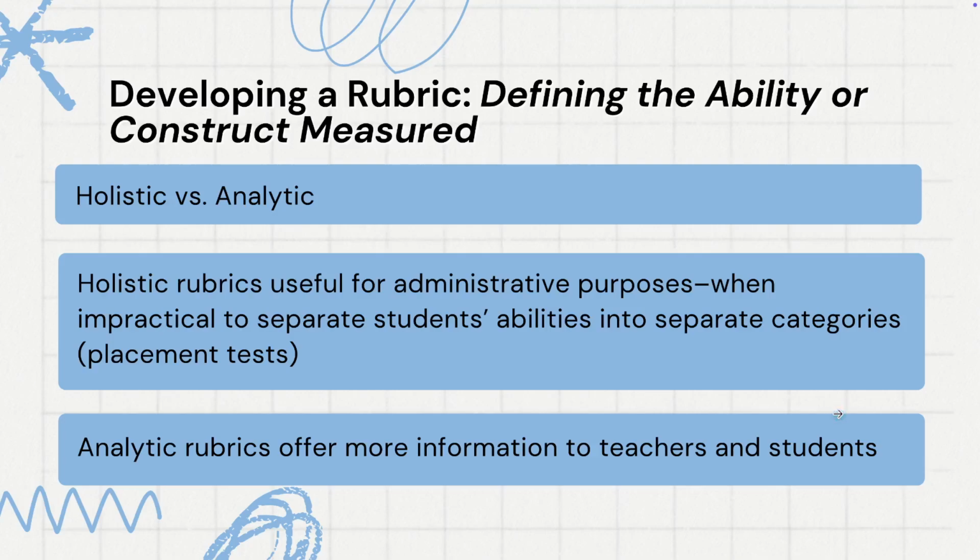Okay, now you also need to think about, is it going to be holistic or is it going to be analytic? Now remember, holistic is just 1 score for the entire paper, and usually when we do holistic, we showed this in the writing chapter before, whatever score you give them, there should be a description of what that means. So we know that holistic rubrics are useful for administrative purposes when it's impractical to separate the students' abilities into separate categories. So for example, in a placement test, maybe you don't really need to separate their writing ability into all the different categories like I just mentioned before. Perhaps it's just their writing ability overall that you most care about because you're going to put them into a particular level. But we know that analytic rubrics offer more information to teachers and students. They provide better washback.